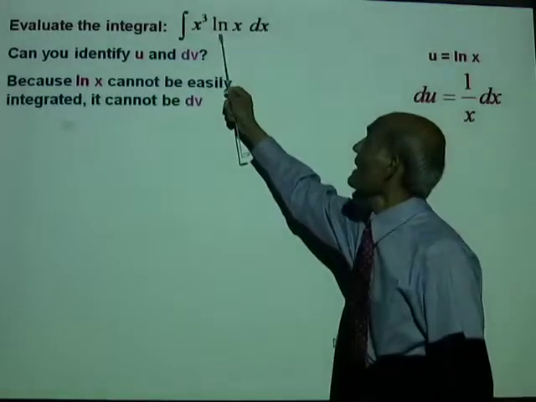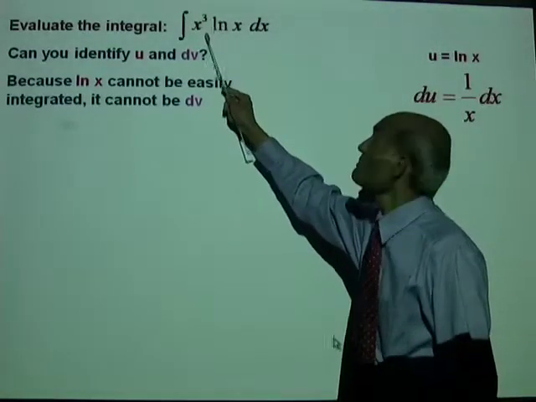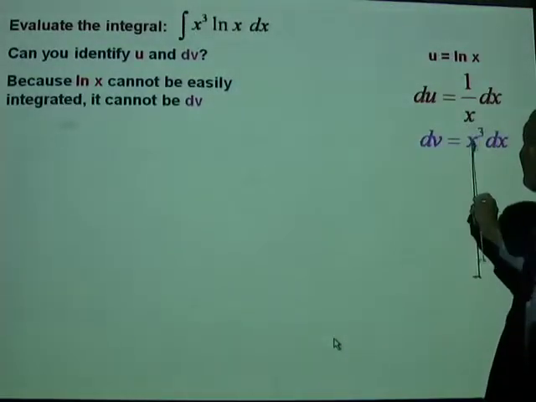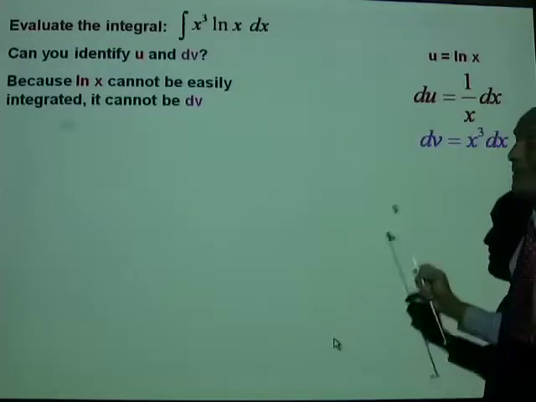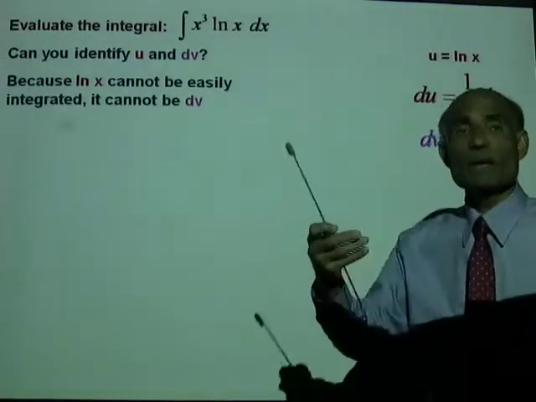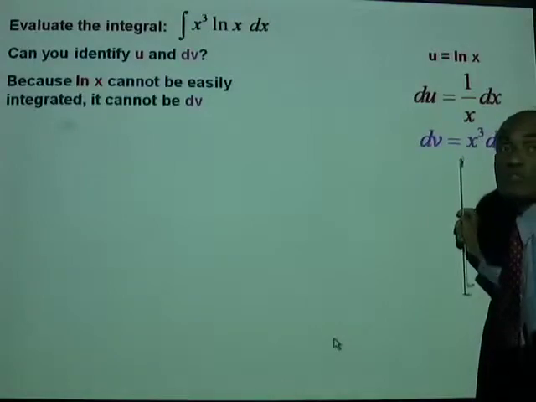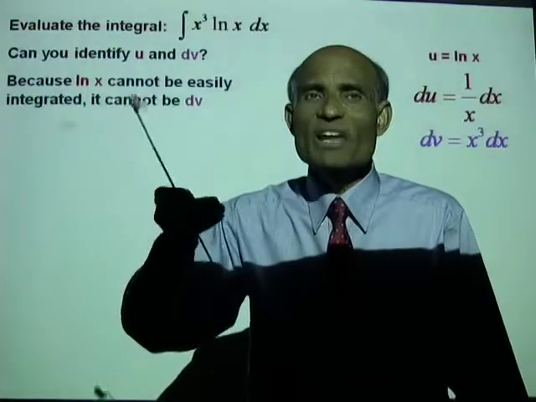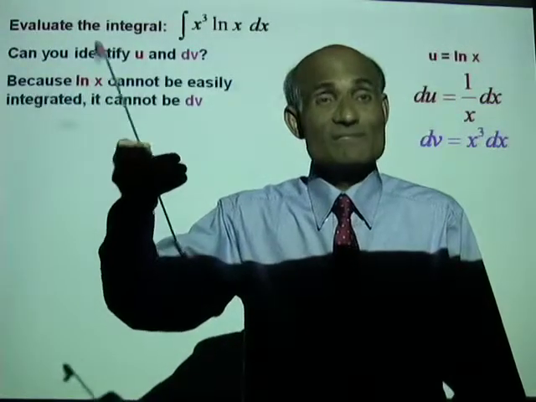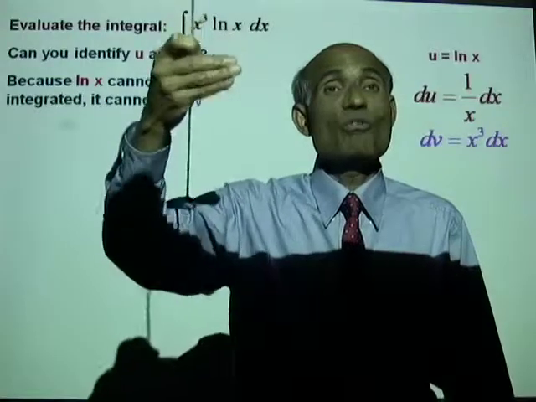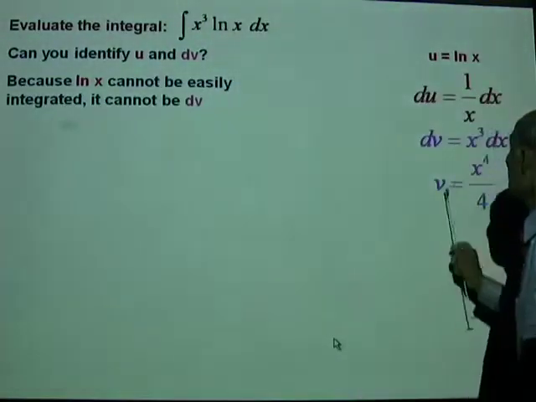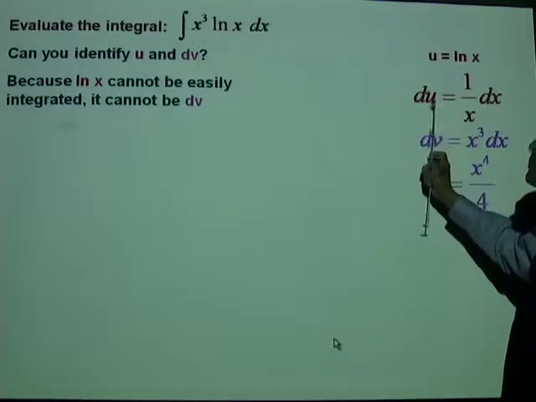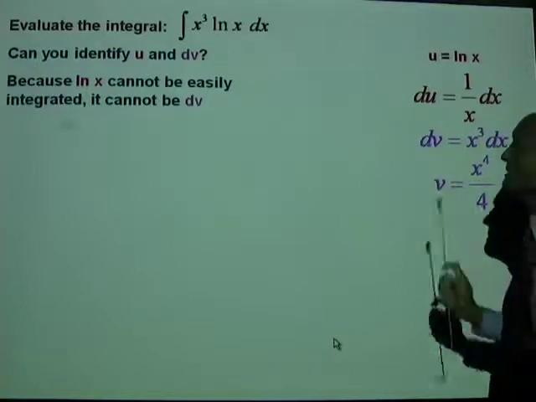Well, if ln x is u, then your dv will be x cubed dx. Is that right? So your dv is x cubed dx. Alright, in that case, what is your v? v is obtained by integrating this. What do you get if you integrate x cubed dx? What is the integral of x cubed dx? Power rule will be x to the power of 4 over 4. So v will be x to the power of 4 over 4. So we have u, we have du, we have dv, we have v.